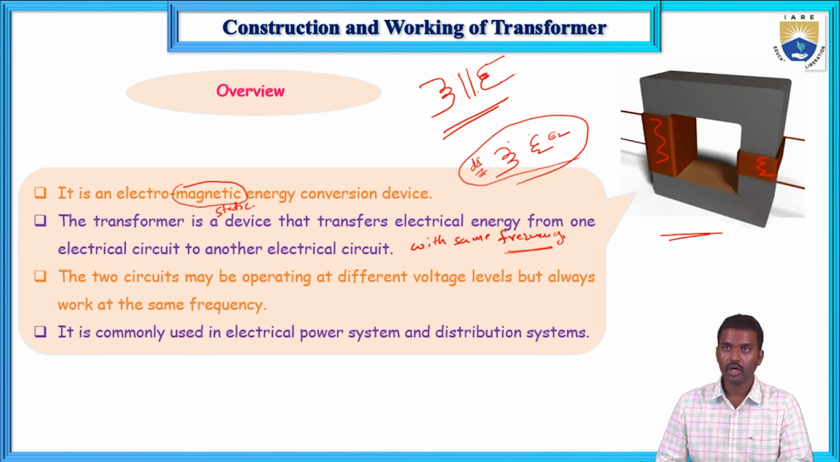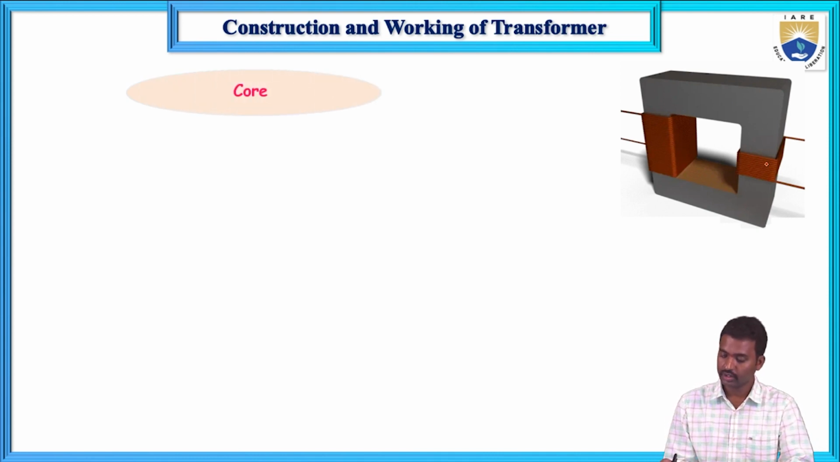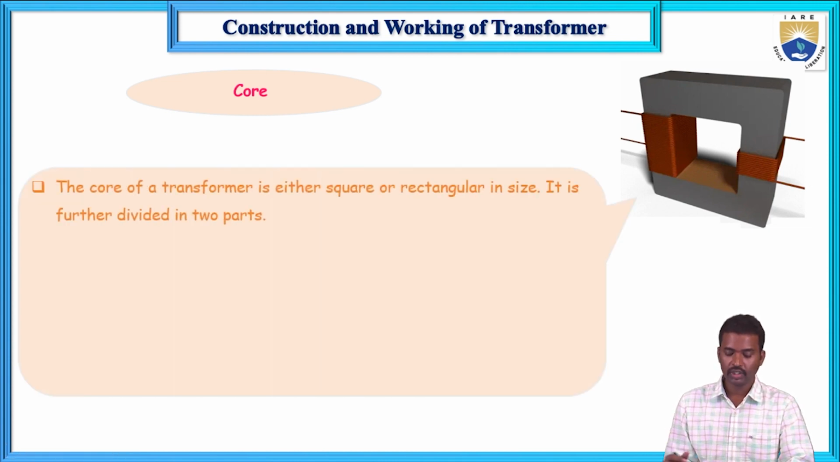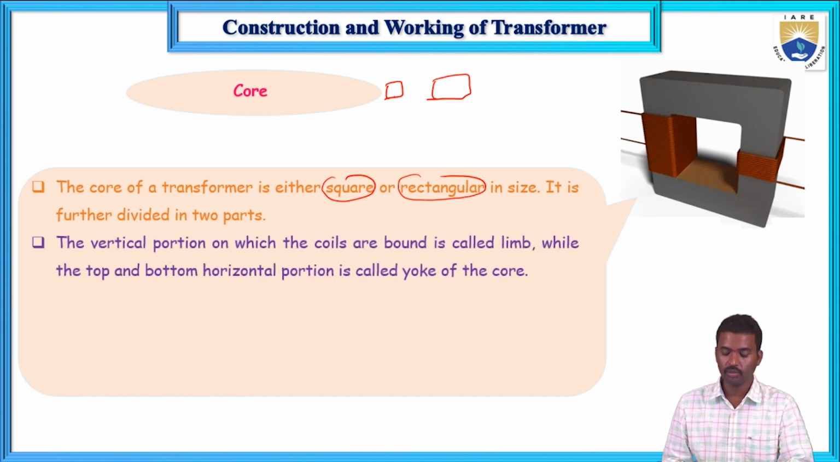Now next, what are the parts here? So first part is the core, the magnetic core. Here core is magnetic, this rectangular, it may be a rectangular shape or square shape. Now see the core of the transformer, single phase transformer, either square or rectangular. So this shape should be either square or rectangular, and it is further divided into two parts. So first part is the yoke and second part is the limb. So limb and yoke, these two are most important.